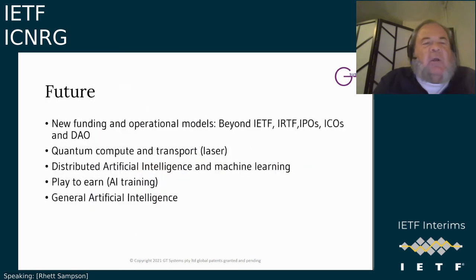Some thoughts for the future: as I talked about, we perhaps need some new funding and operational models that combine the best of everything. Clearly, quantum computers are a huge thing, and transport, though I don't know much about this, but it seems that lasers might be good for that. They're certainly good for quantum key distribution, which the network we're working with does. And then, of course, distributed artificial intelligence, where you're doing local training and machine learning, the concepts of play to earn, to train, like you would train a Tamagotchi, you'll train an AI agent, and then, of course, the golden fleece of general artificial intelligence.